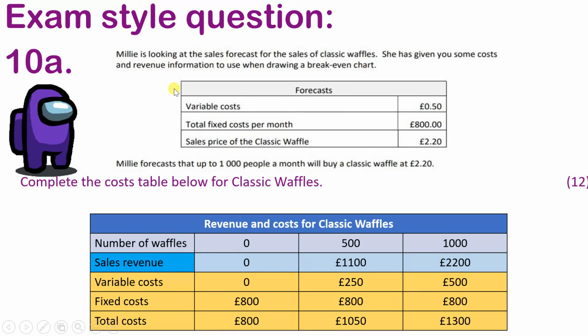Here are the answers to classic waffles for 10A. The first column for you to fill in with no waffles sold, no sales revenue, so therefore there's no variable cost. You've just got fixed cost at £800, so your total costs are £800.